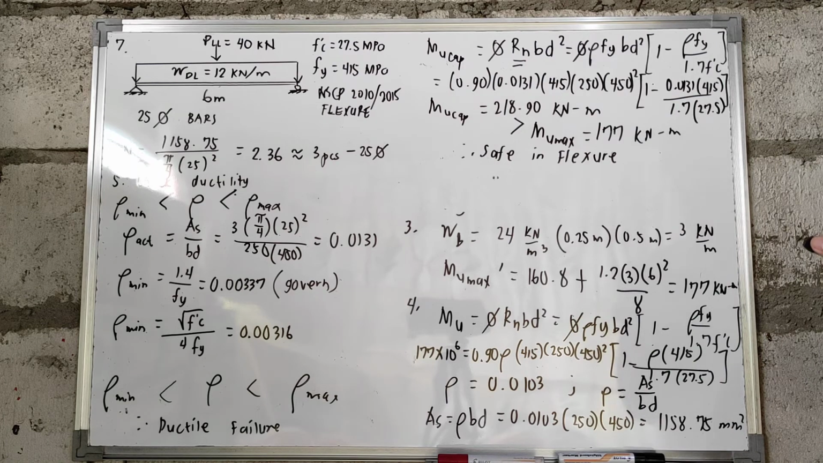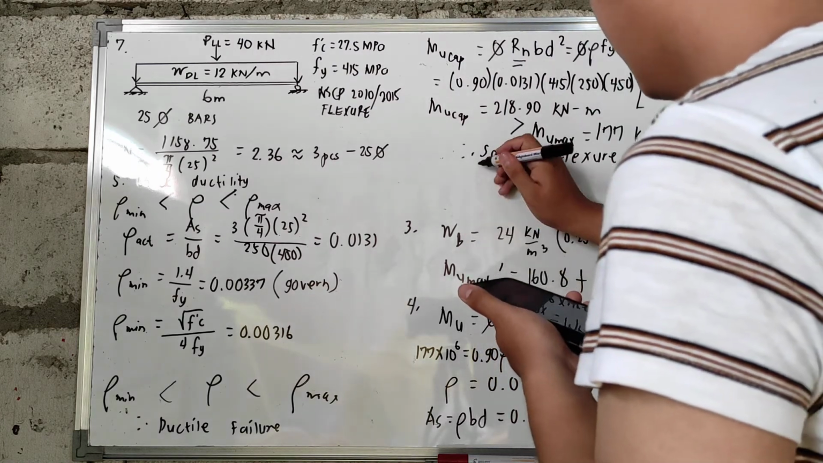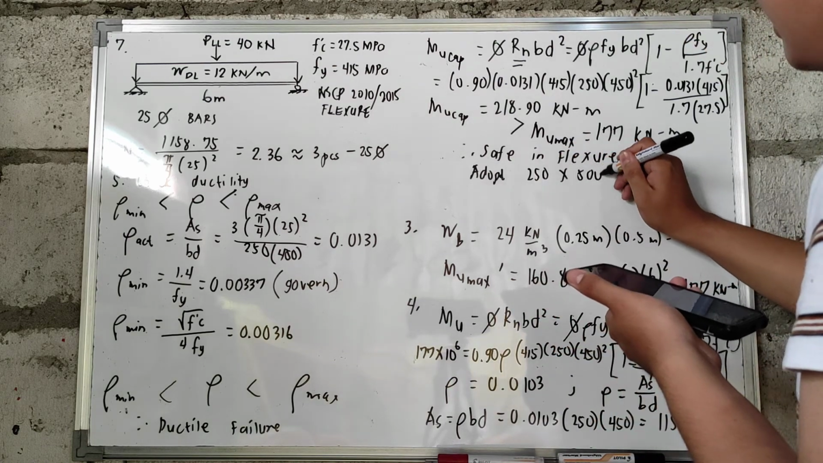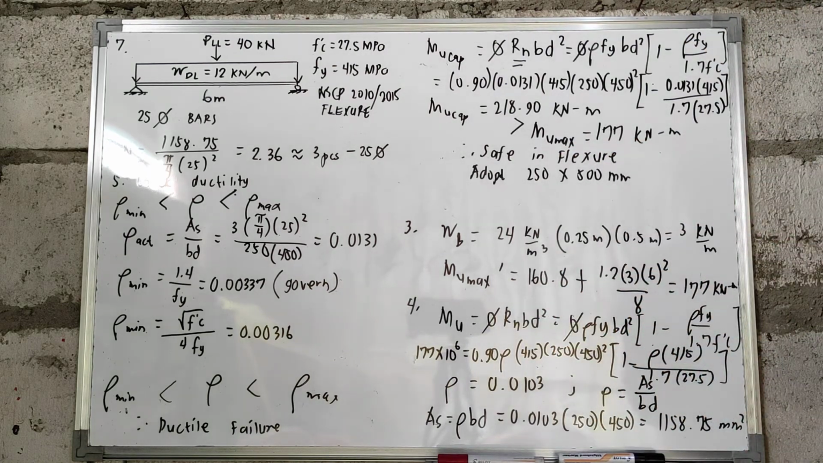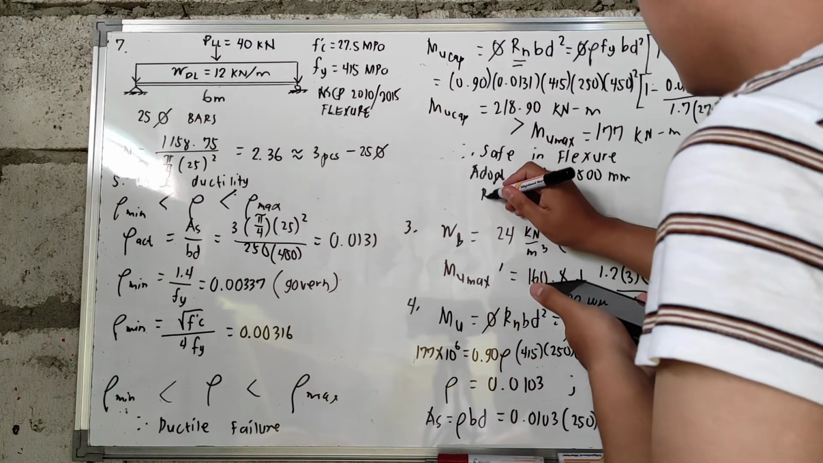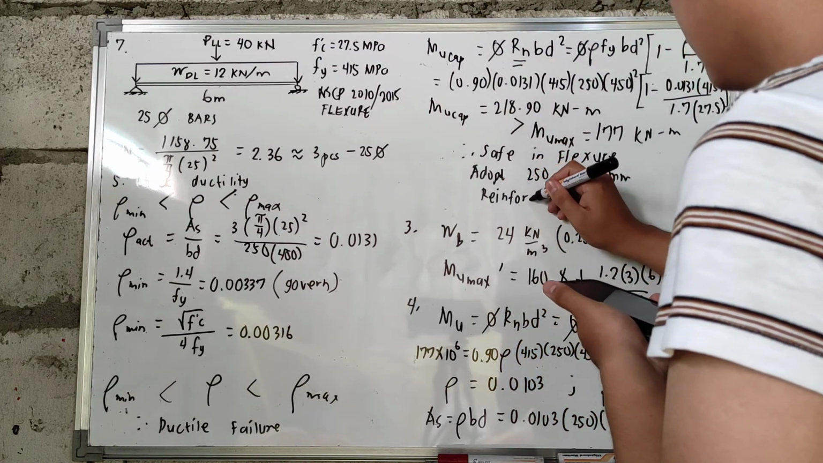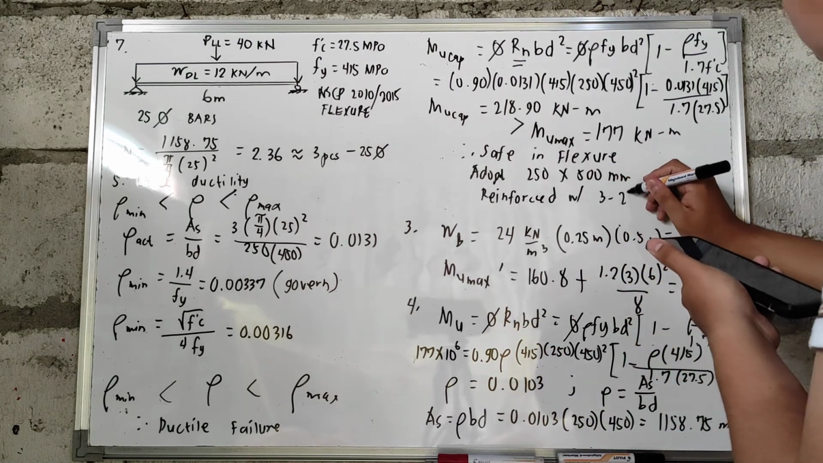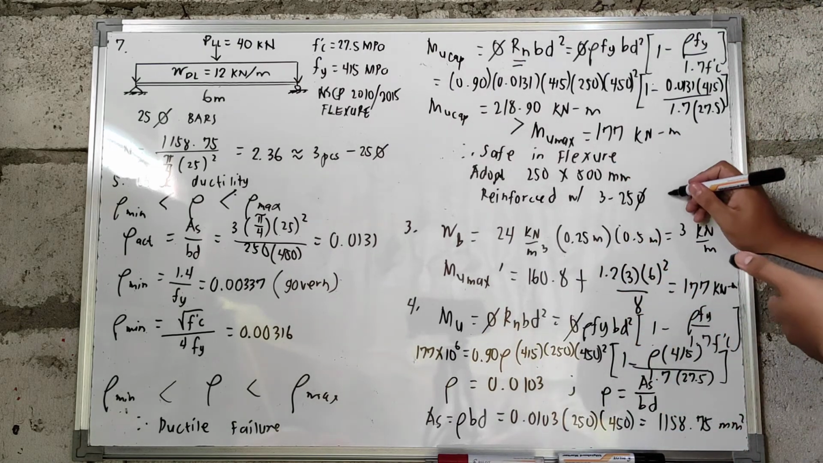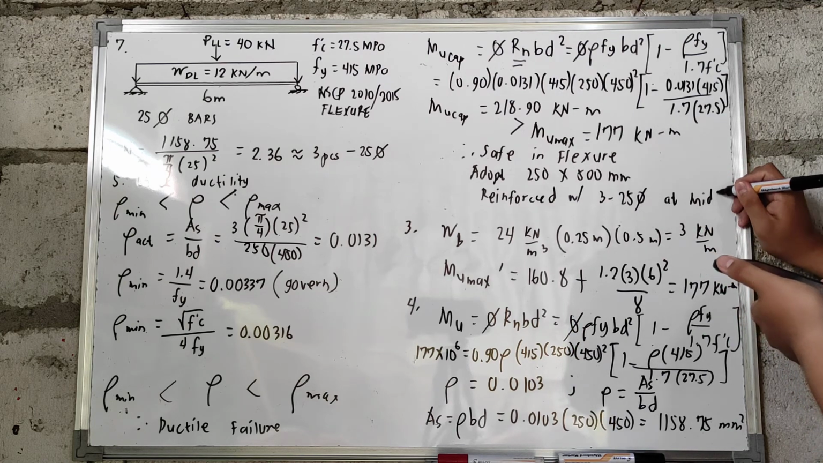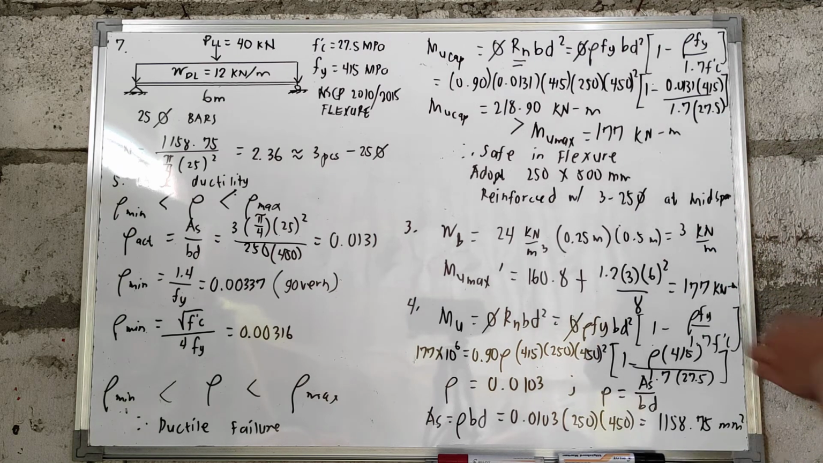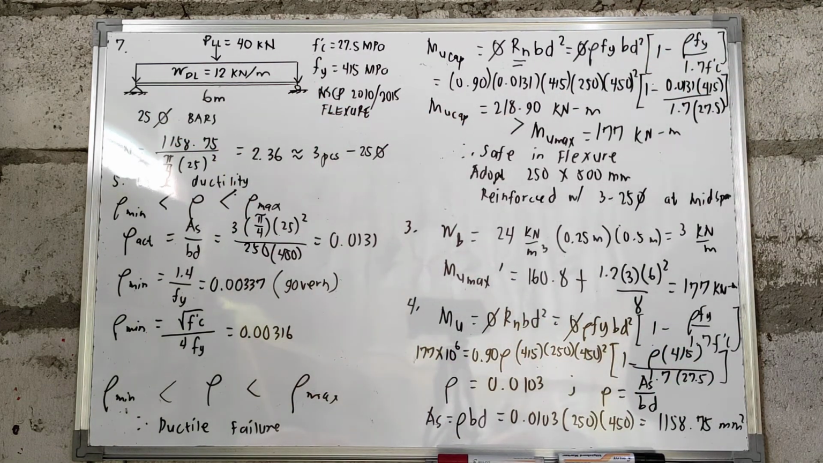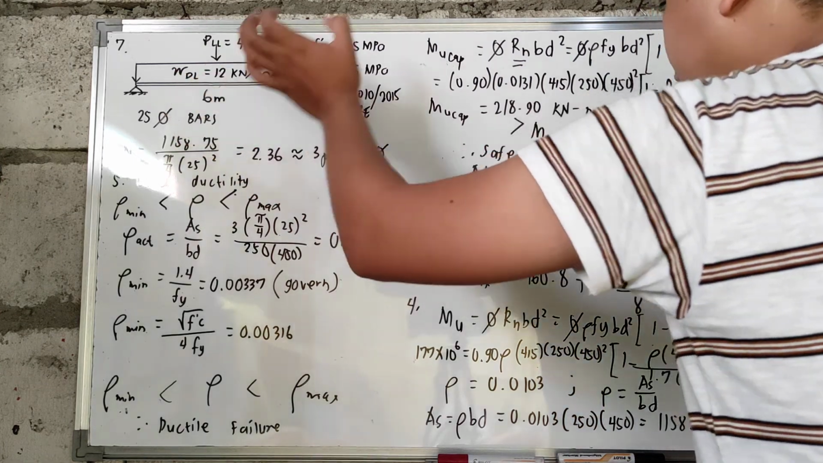So we will now going to adopt 250 by 500 mm reinforced with 3 25 mm diameter bars at midspan. Sir, bakit po at midspan yung location ng bakal natin? Kasi nga at midspan, doon yung location ng maximum moment natin. So, doon natin i-reinforce yung beam natin.